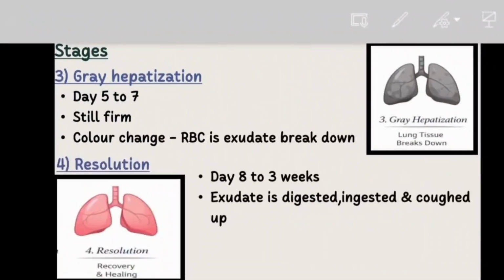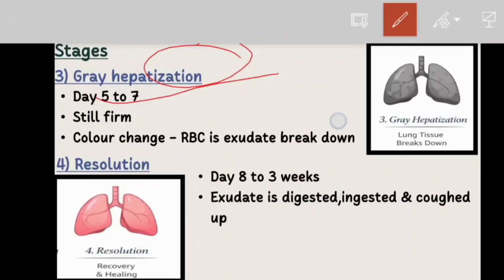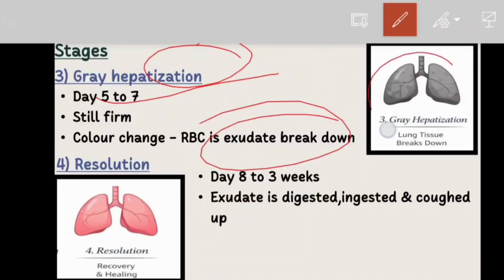Now stage 3, that is the gray hepatization. So that is day 5 to day 7. Students, now the lung is still firm, but now something important happens. Here the red blood cells begin to break down. Because of this, the lungs change color from red to gray. Okay. The inflammatory cells are still present, however no intact red blood cells remain, and this color change is the main feature of the gray hepatization.